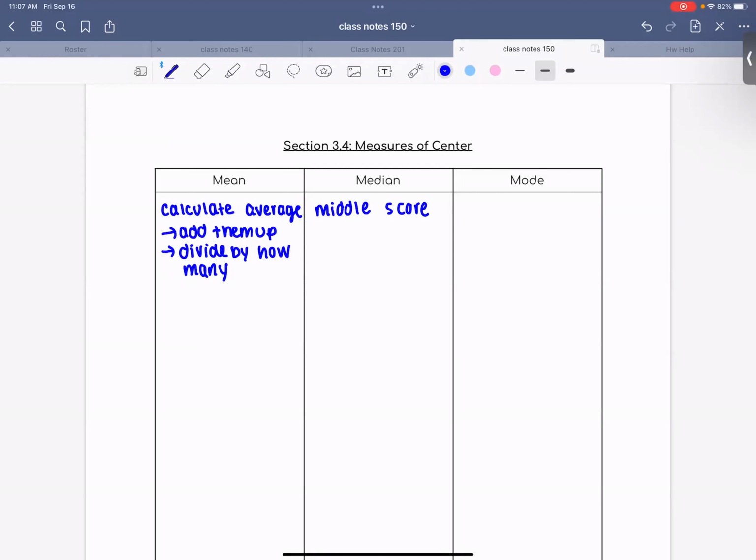All right, and then the mode. What is the mode, Jessica? That's the number that appears the most. Yes, it's the one that happens the most. I'm going to write the most frequent.